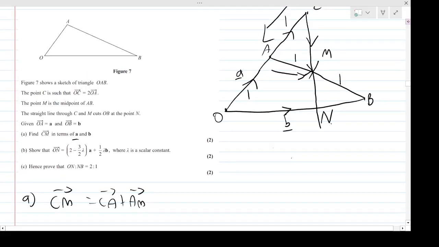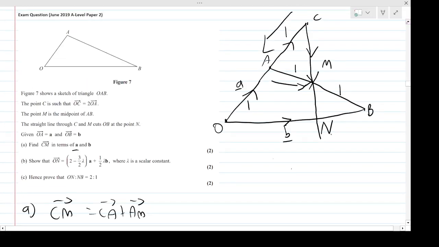Now, C to A, well, that's going to be the negative of AC. I've drawn this vector here from A to C, so it's going to be the reverse of that. AC is that way, but I want to go the other way from C to A instead. So it's going to be negative AC.